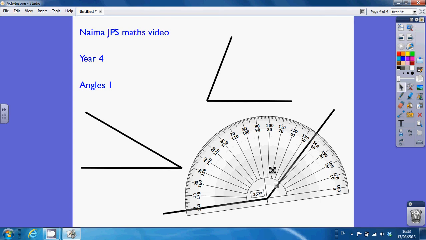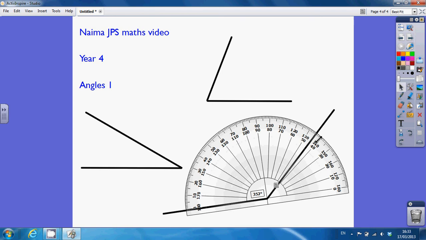Now, have a look at where the line is coming out, and see if you can measure how big the angle is and tell me. Okay, so if we read what the angle is, this time we don't follow up from 0 this side, we have to follow from 0 this side because this is where it starts. So if we follow it all the way around, we can see that it's in between 130 and 140, so it would be 135. It can't be the numbers on the bottom because it's bigger than a right angle. It has to be the bigger numbers, so 135 degrees.